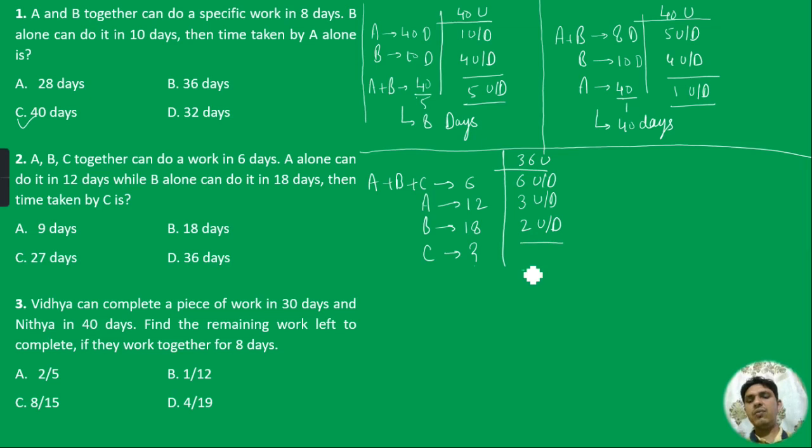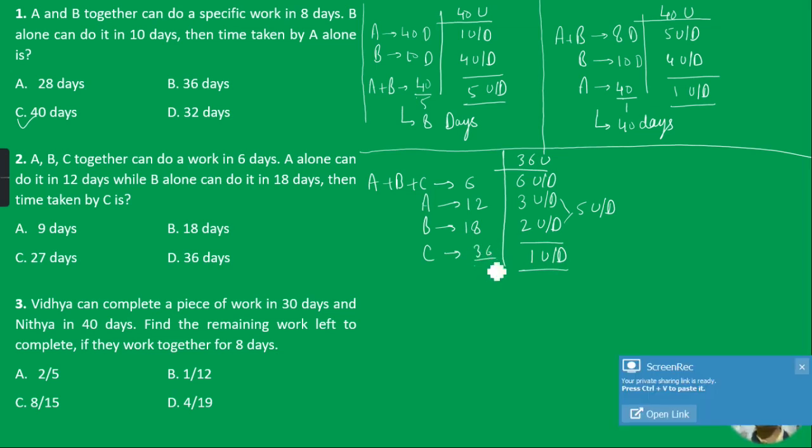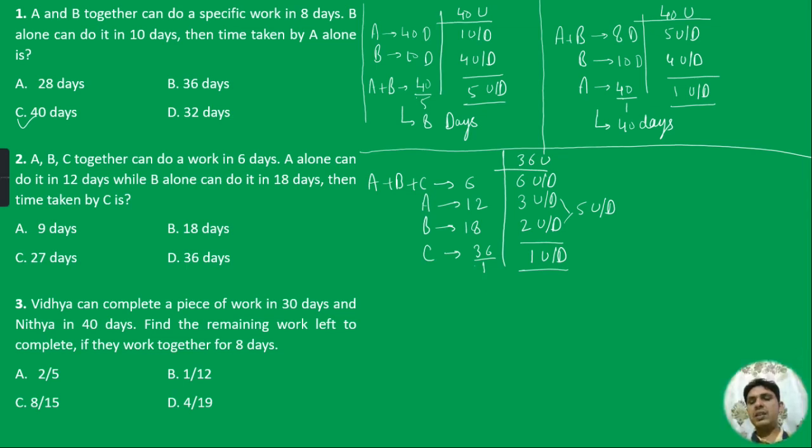And for finding the 1 day work of C, this will be 1 day work of ABC minus the 1 day work of A plus 1 day work of B. 1 day work of A plus B is 5. So 1 day work of C will be 6 minus 5, that is 1 unit per day. So students, we can say that the number of days taken by C will be 36 divided by 1 day work of C, which is 1. So we can say that the time taken by C to complete the work will be 36 days.